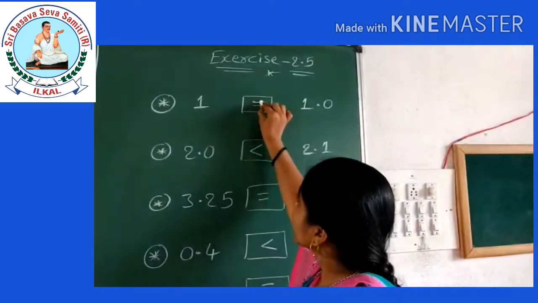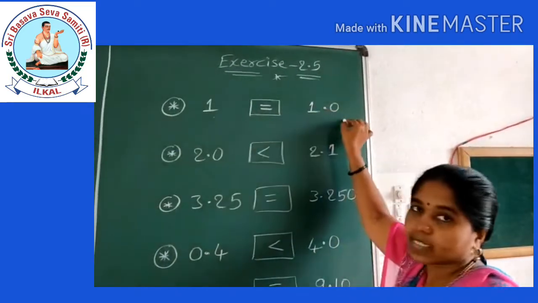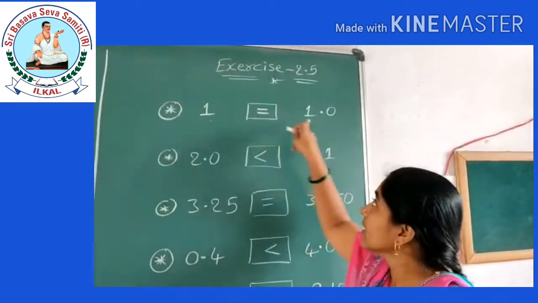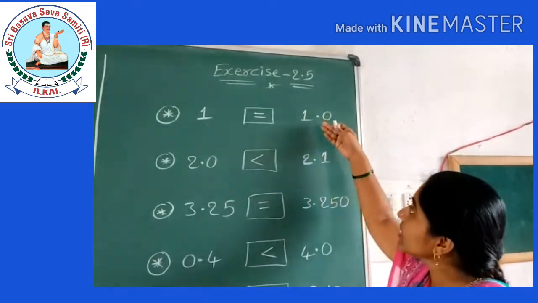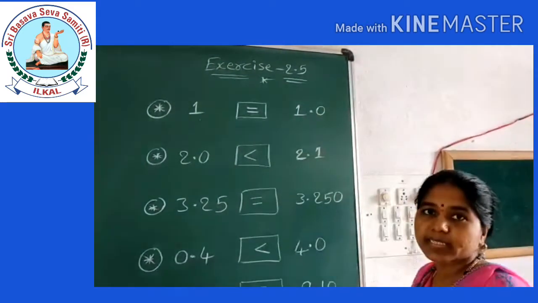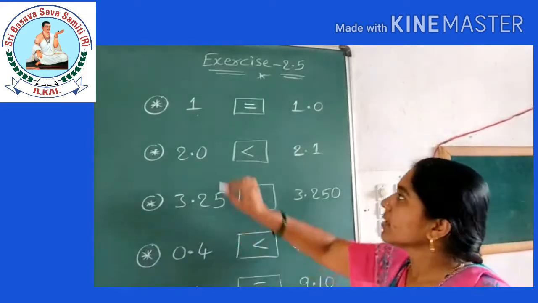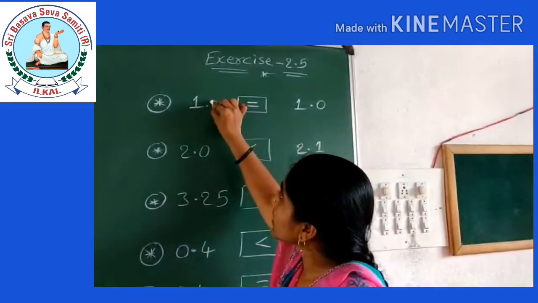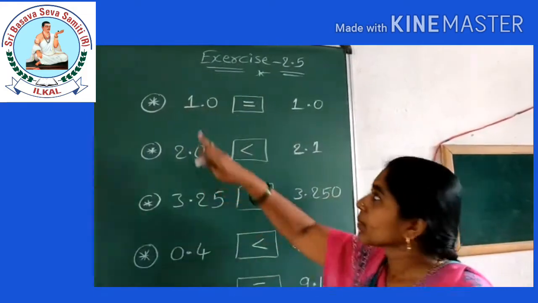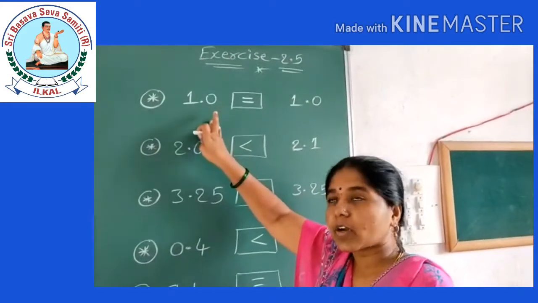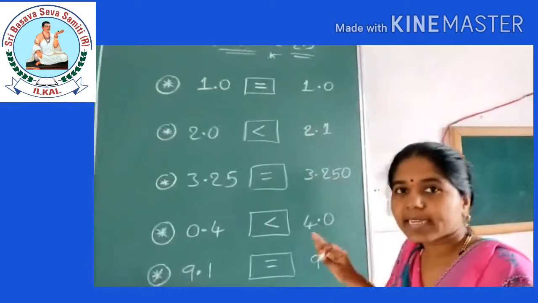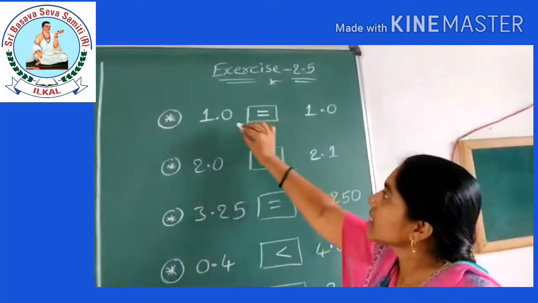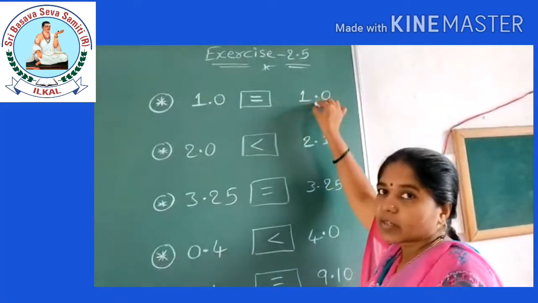See, I have written here 1 is equal to 1.0. It is a whole number and here 1 is also a whole number, and after the decimal point, decimal places will come. Here 1 means, children, we can write 1.0. Means when decimal places they will not give, after the point we can take zeros. Okay, we can consider. That's why I have written 1 is equal to 1.0.